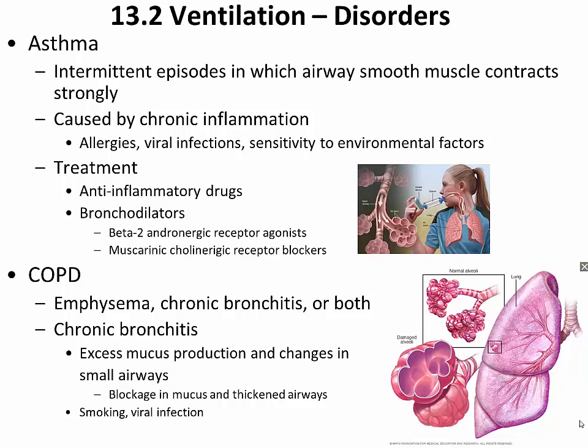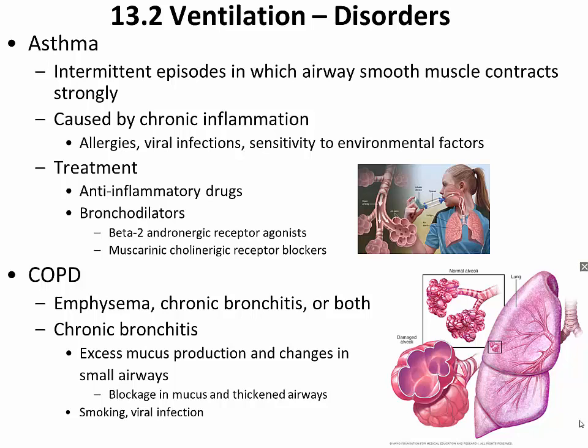And then second, bronchodilators are used to try to enlarge the airways by relaxing the smooth muscle. For instance, beta-2 adrenergic receptor agonists that mimic the impact of epinephrine are used to try to cause dilation. And muscarinic cholinergic receptor blockers are used to try to prevent the constriction that has been associated with those muscarinic receptors.